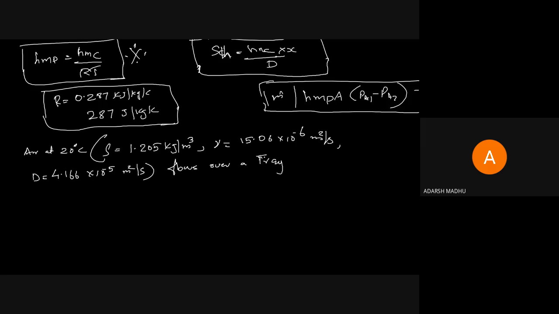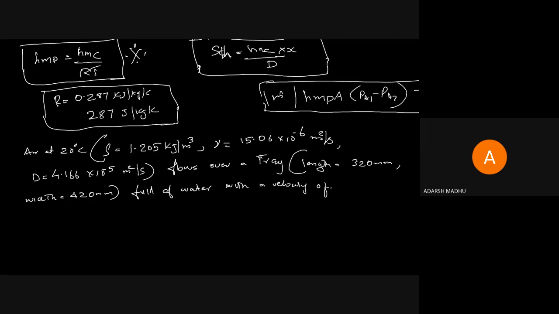Tray means simply a plate; over a tray and over a plate are the same. Over a tray, length equal to 320 mm and width equal to 420 mm, over a tray full of water with a velocity of 2.8 meter per second.